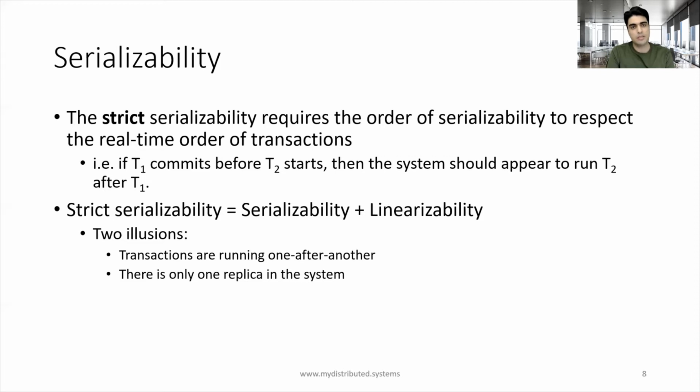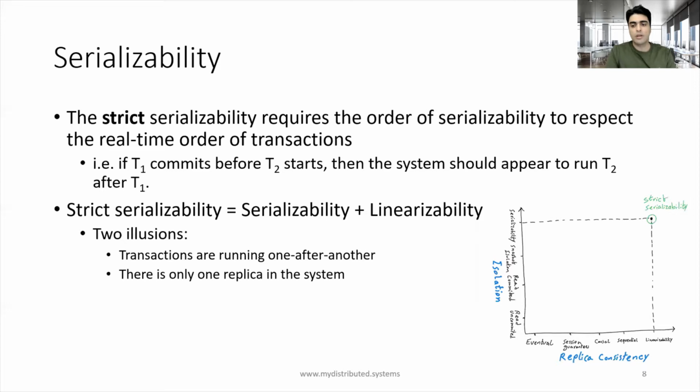So why do I say illusion? Because in reality, in practice, the database may run transactions concurrently, or we may have more than one replica. But a system that is strictly serializable provides this illusion that transactions are running one after another and there is only one replica in the system.